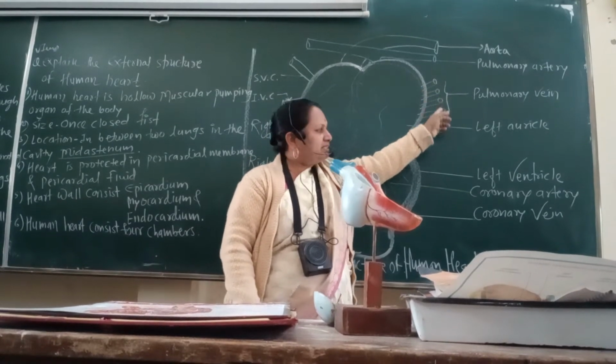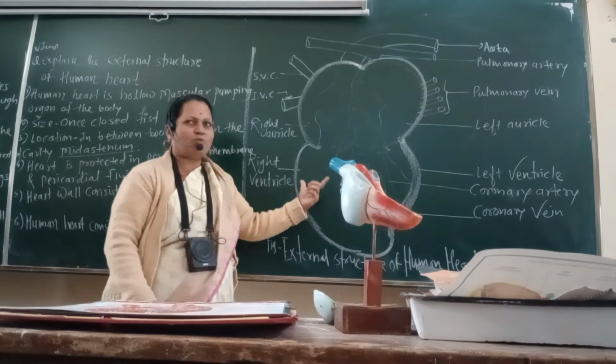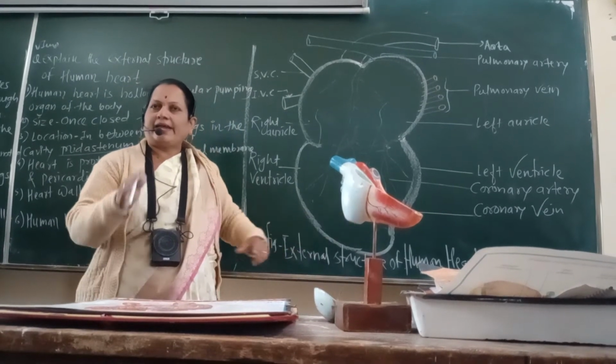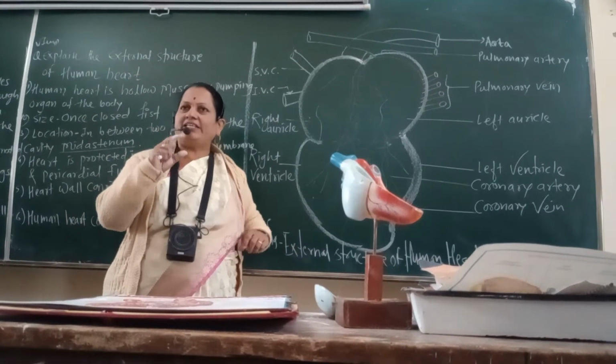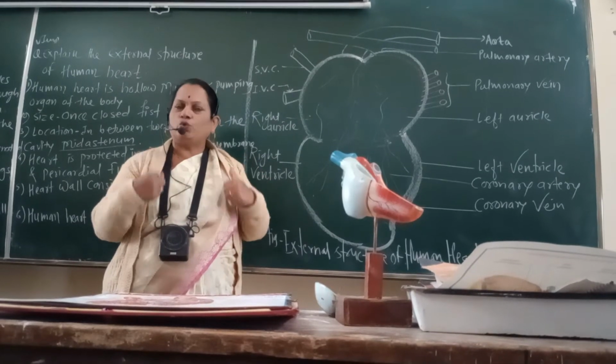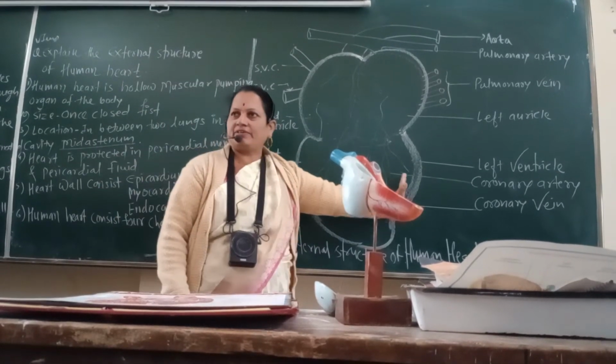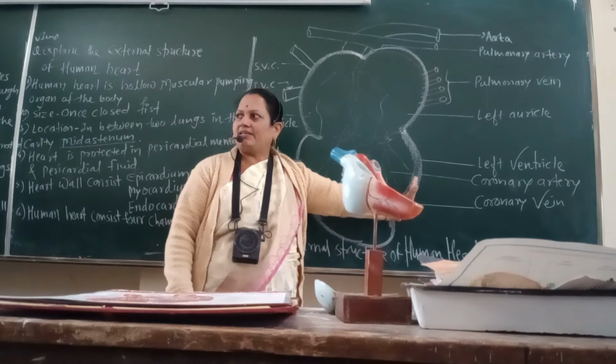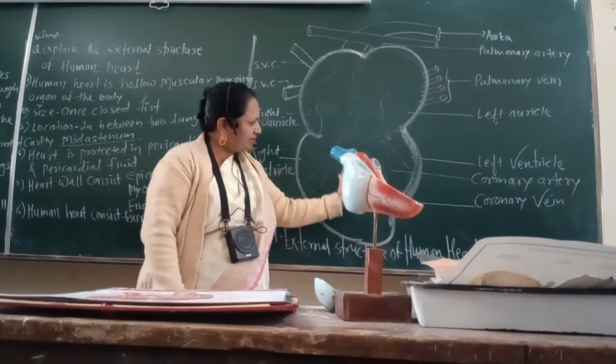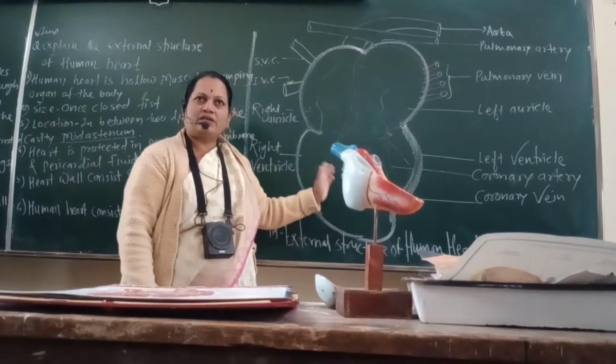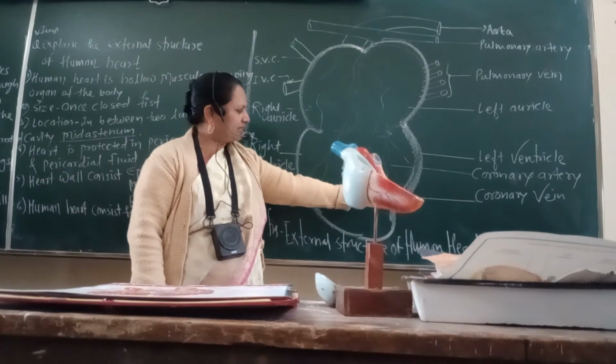Okay. Then the lower part of the heart is somewhat triangular. Actually, the human heart is located in the mediastinal cavity in between the 2 lungs, slightly to the left side. These ventricles are somewhat triangular: right ventricle and left ventricle.